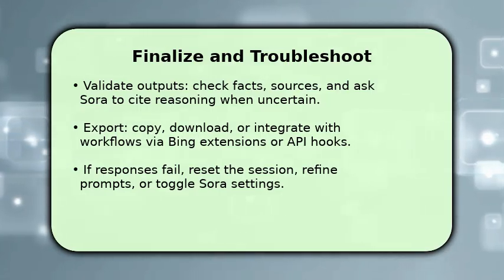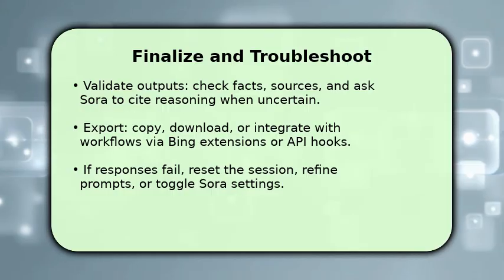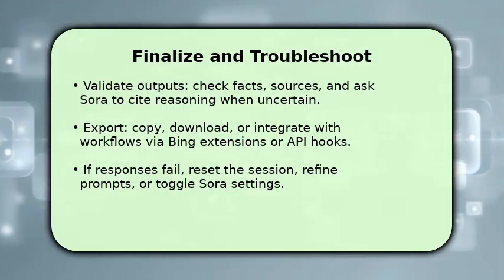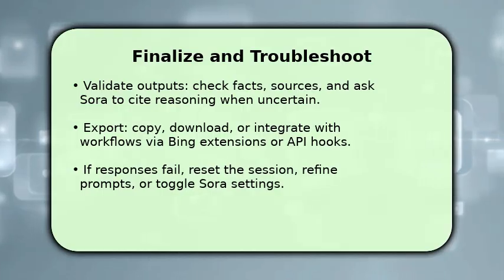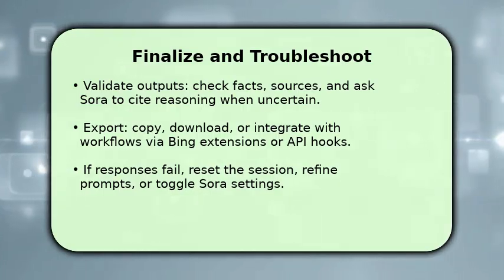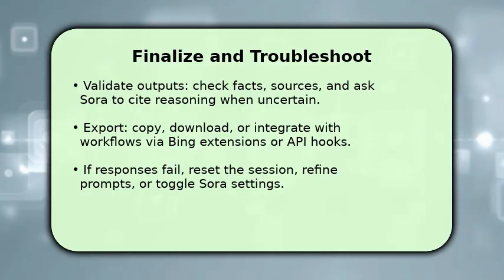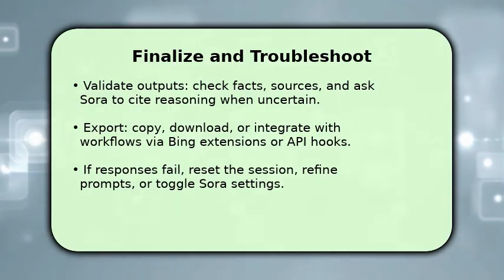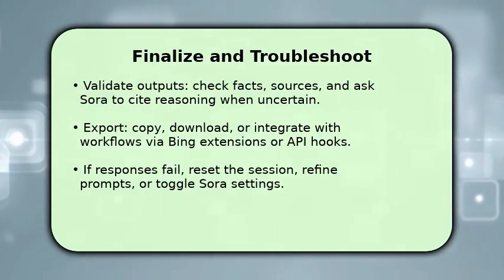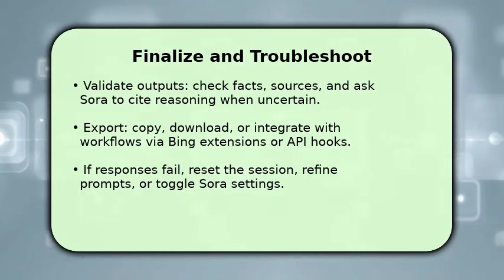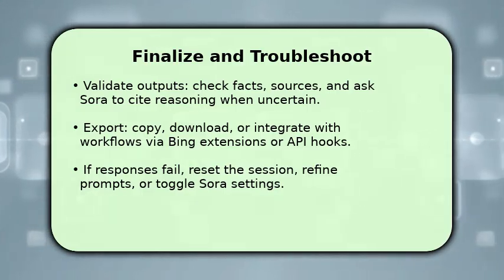If you hit problems like hallucinations, wrong format, or missing context, reset the chat and refine your prompt with clearer constraints or toggle Sora experimental settings. One key troubleshooting tip: if answers go off track, reframe the task into smaller steps and ask Sora to confirm each step before proceeding.